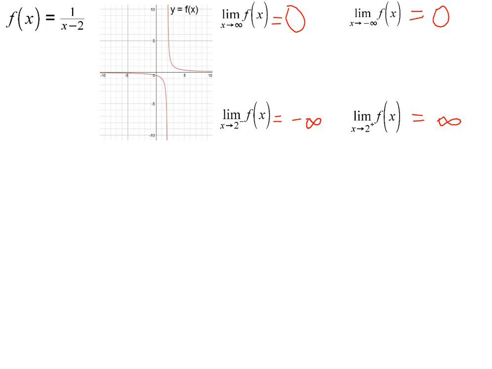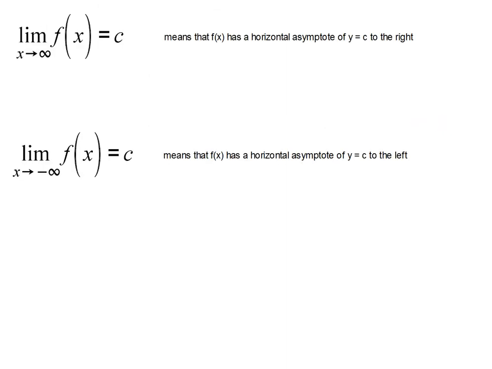The next important thing that we can gather from this is that if the limit as x approaches infinity of f of x equals c, that means that our function has a horizontal asymptote of y equals c to the right. And if as x approaches negative infinity, the limit is c, we have a horizontal asymptote to the left of y equals c. And if both of these c values are the same, it means that it has a horizontal asymptote in both directions, that is y equals c.